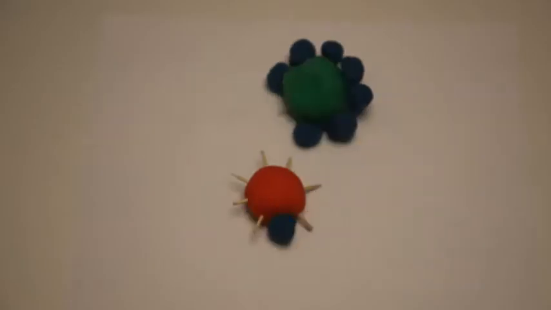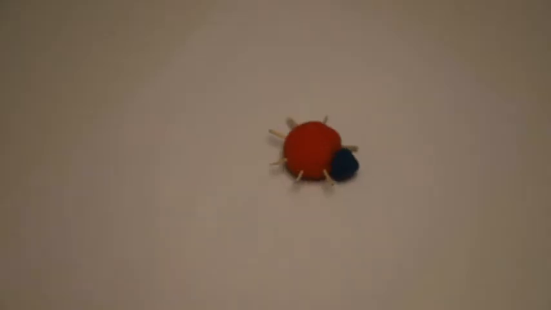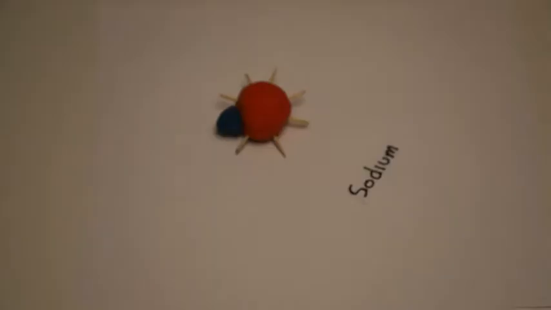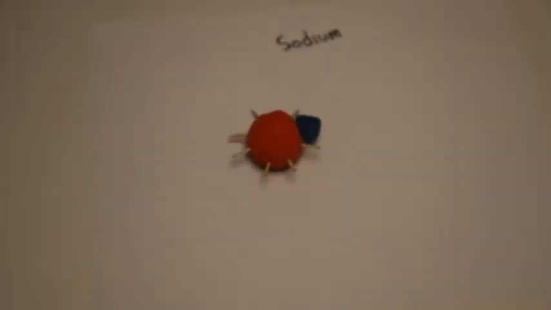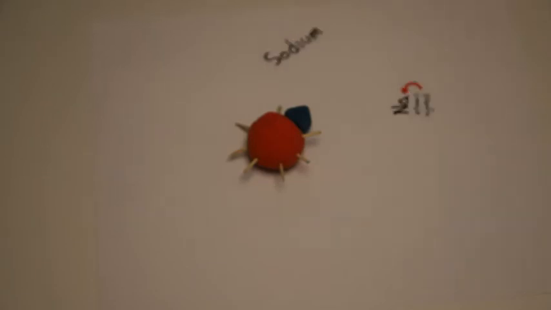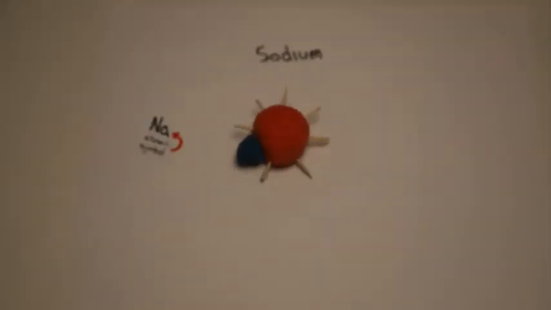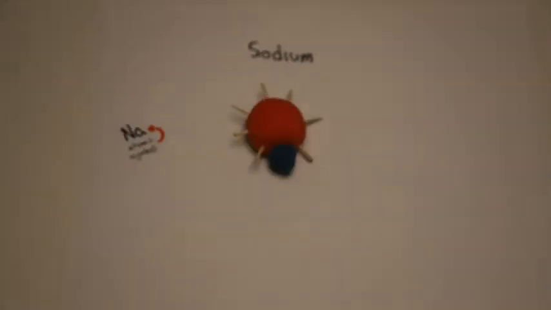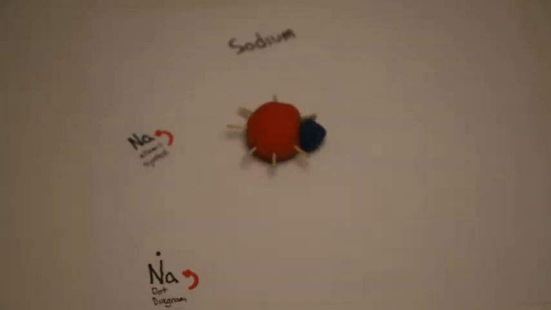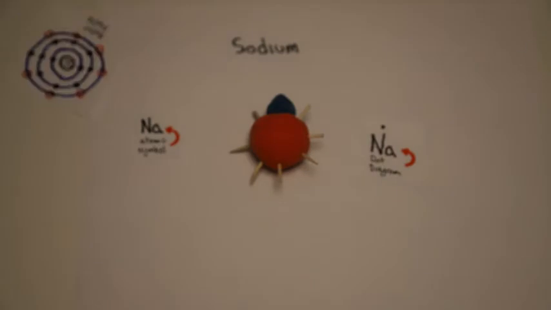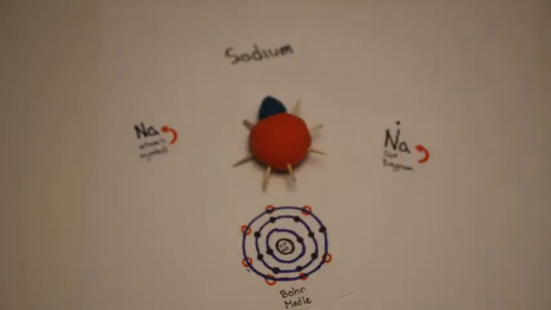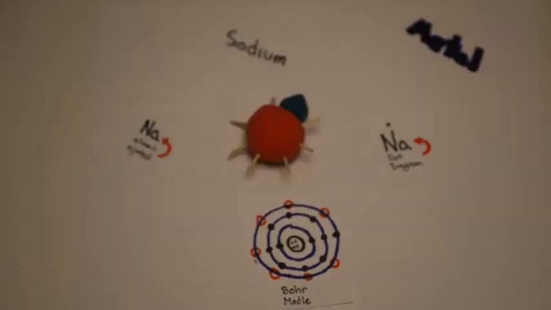For the ionic bond, I'll use sodium and chlorine. I'll just focus on sodium, so let's move chlorine. This is sodium. Sodium's atomic symbol is actually Na, which has nothing to do with its English pronunciation. This is sodium's dot diagram, which shows how it has 1 valence electron. By looking at sodium's Bohr model, we can see how many electrons it is missing. One detail that is important for later is that sodium is a metal.